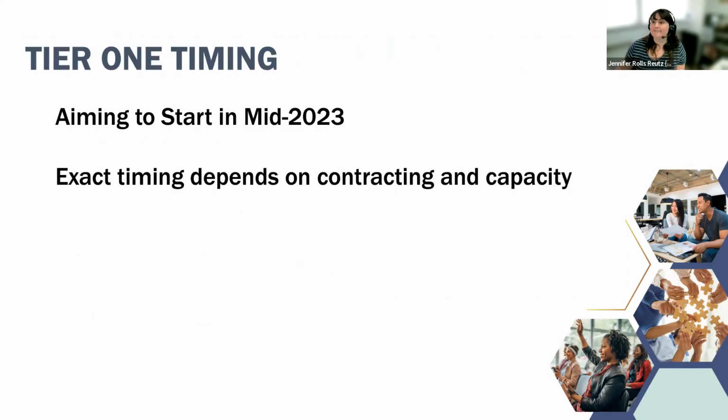And then last slide, timing. When is this coming? It's going to depend a little bit on contracting and capacity, but we're aiming to start delivering these services in the middle of 2023. So with plans due in January, after that, we'll have more information about how to roll this out. Okay, I think I'm passing this back to Kush.